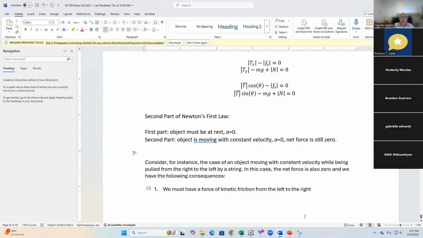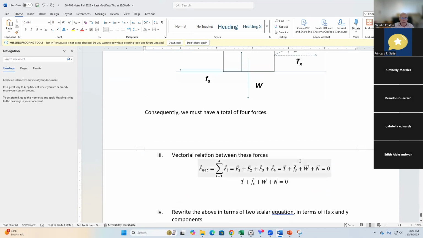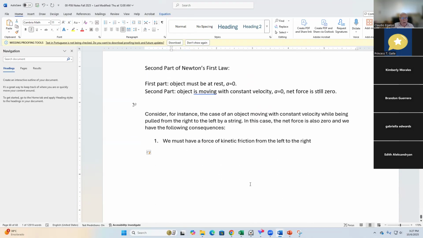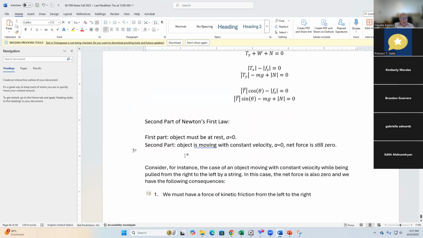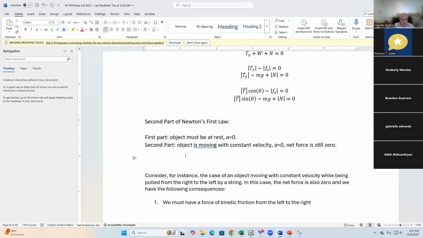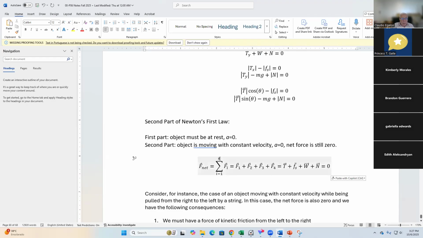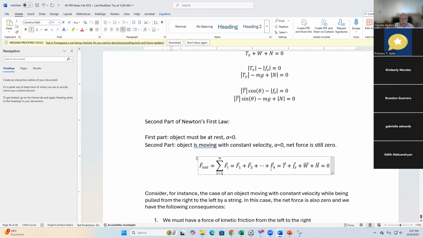Second part, object is moving with constant velocity, net force is still zero. Here you go. I'm gonna put the summation of all forces, 1, 2, 3, plus Fn equal to zero. You go like that.